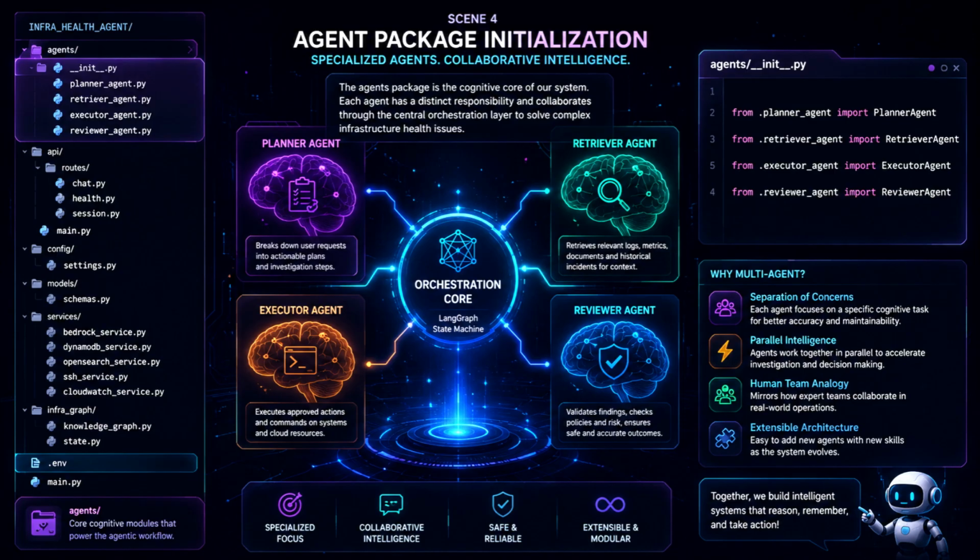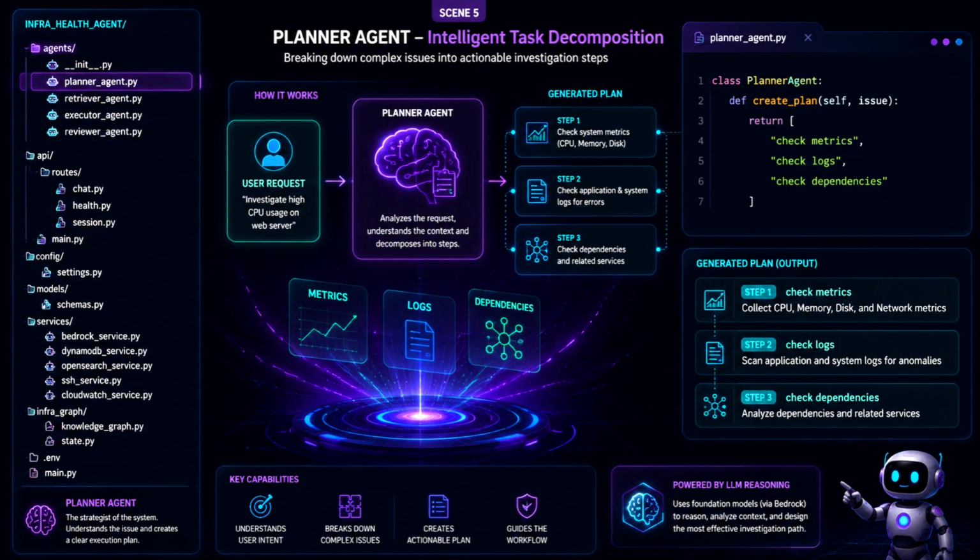This modular design mirrors how teams of human specialists collaborate in operations centers. Package initialization also simplifies dependency injection, enabling shared access to LLM clients, telemetry services, and memory stores. As the system evolves, additional agents such as security auditors, cost optimizers, or anomaly detectors can be added without rewriting core architecture. This extensibility is one of the major strengths of agentic systems. Rather than building a single oversized AI, we compose intelligent behavior through coordinated specialist agents with clearly defined roles and communication boundaries.